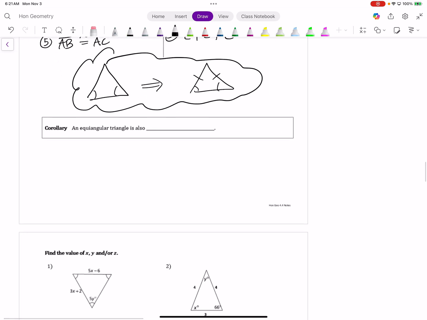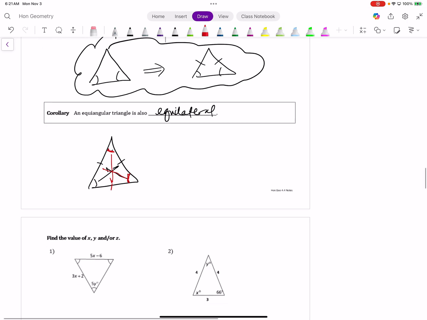Okay, corollary. An equilateral triangle, or sorry, an equiangular triangle is also equilateral for that very reason. So if you know that all these are the same size angles, then this is congruent to this because of the theorem we just proved. But if you'd been looking at like these two, then that would have been congruent to this. So that makes them all the same length. So equiangular triangles are equilateral triangles and vice versa.